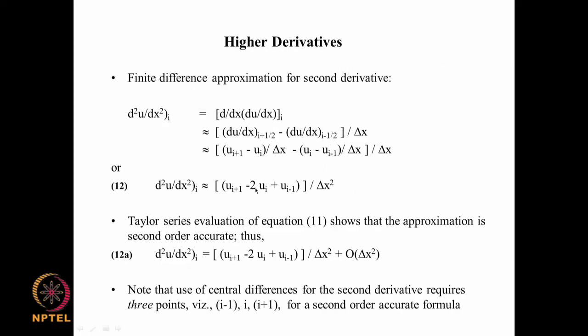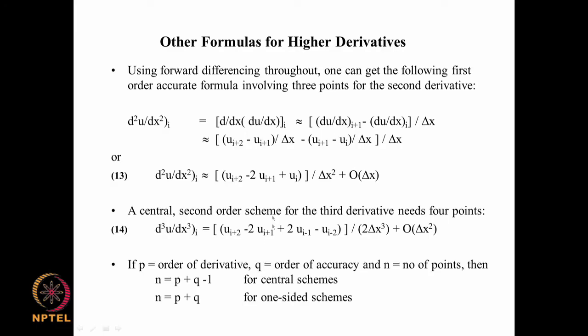So, compared to the previous one, where we have a second order accurate approximation for the second derivative at i involving 3 points, but these 3 points are spread on either side, here we have 3 points again, but all the 3 points are to the same side of u_i. Therefore, this can be used, for example, at a left boundary where u_{i-1} is not brought into the picture. So, a central second order scheme for the third derivative needs 4 points.